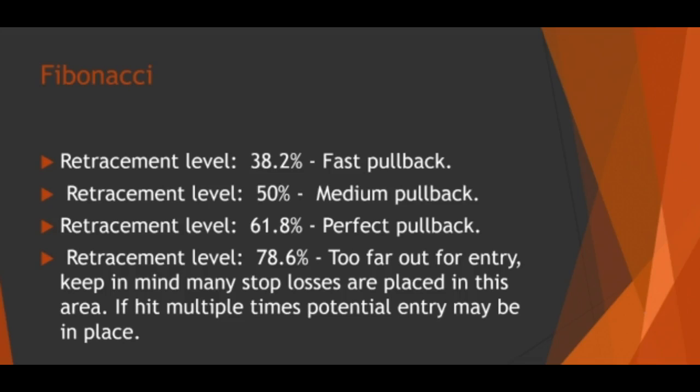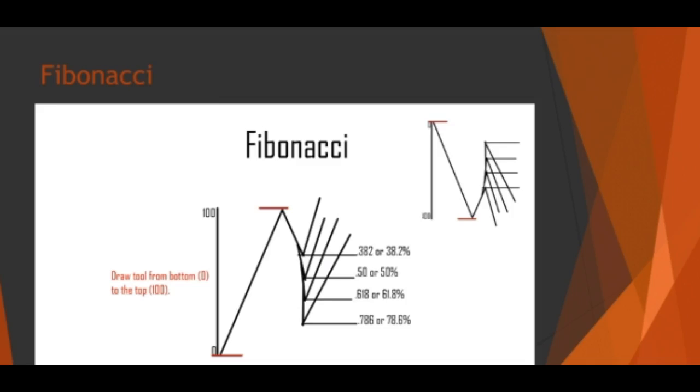Now the 78.6 is too far out for entry for a lot of us, but keep in mind that many traders place stop losses in this area. And so if it hits multiple times in this area, keep in mind it's not to be neglected. If it hits multiple times in the 78.6 area, okay, something's happening. And that's when you can actually look for more confluence at that level, but we don't typically use it a lot. All right, so let me show you an example.